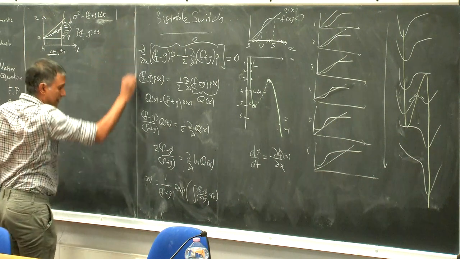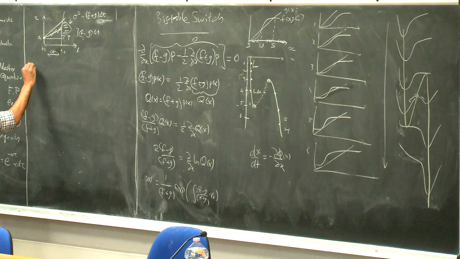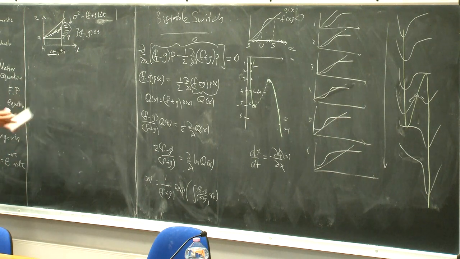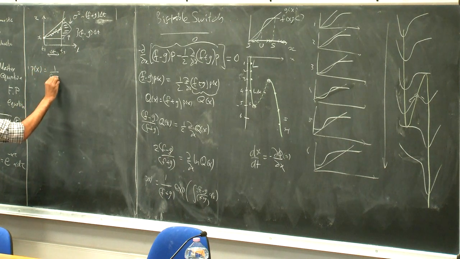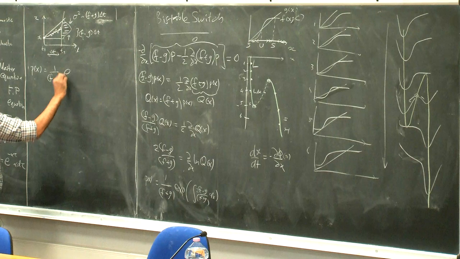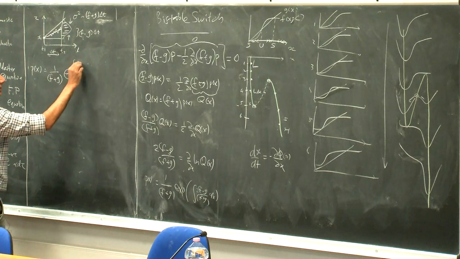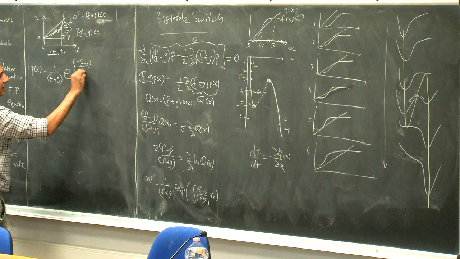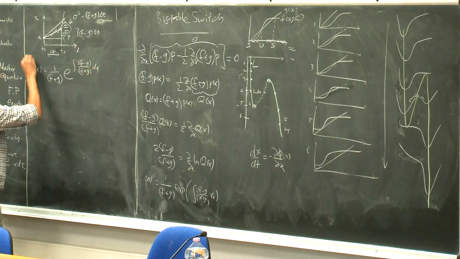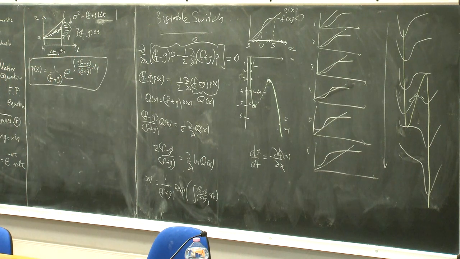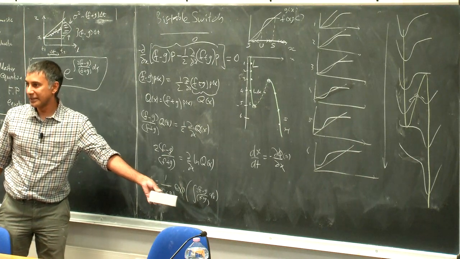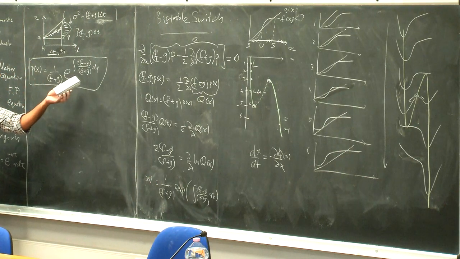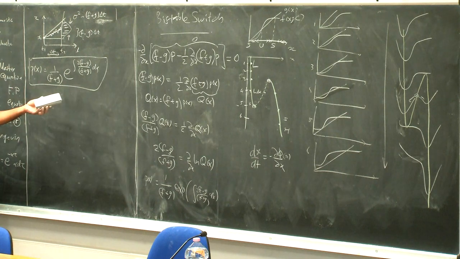For the bistable switch, in steady state, you have, not even for the bistable switch, for any kind of f and g, right, you have p of x is equal to 1 over f plus g, right, times e to the integral 2f minus g over f plus g dx, right? Now, I want you to stare at this briefly. You might ask what the limits of the integral are, right? Think of it as an indefinite integral. The indefinite integral brings a constant up here. The constant is used to normalize this equation.